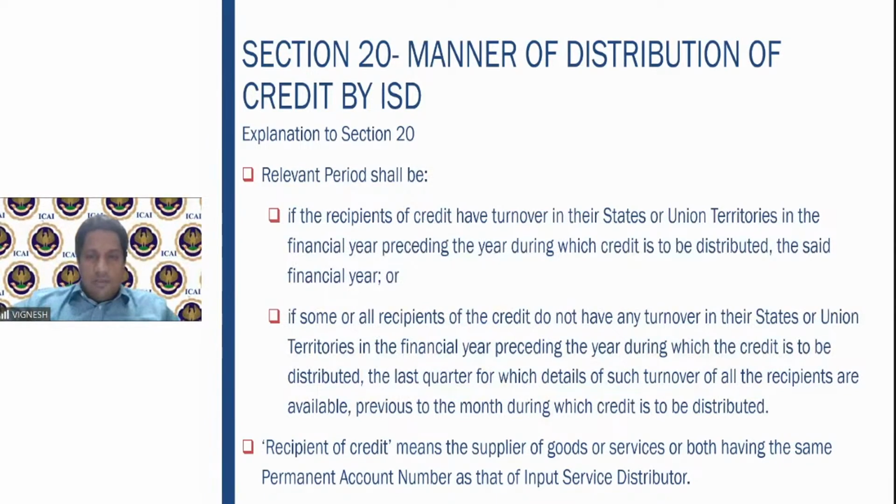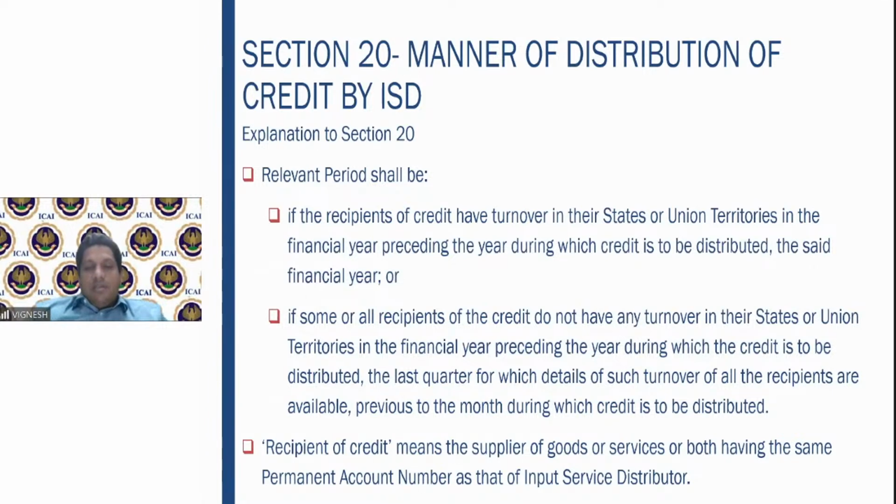So first you have to see how to apportion the credit. You will apportion the credit based on the turnover. First you will see the turnover in the financial year preceding the year where the credit is to be distributed. If there is no turnover in that financial year, you have to take the last quarter for which the details of the turnover are available.